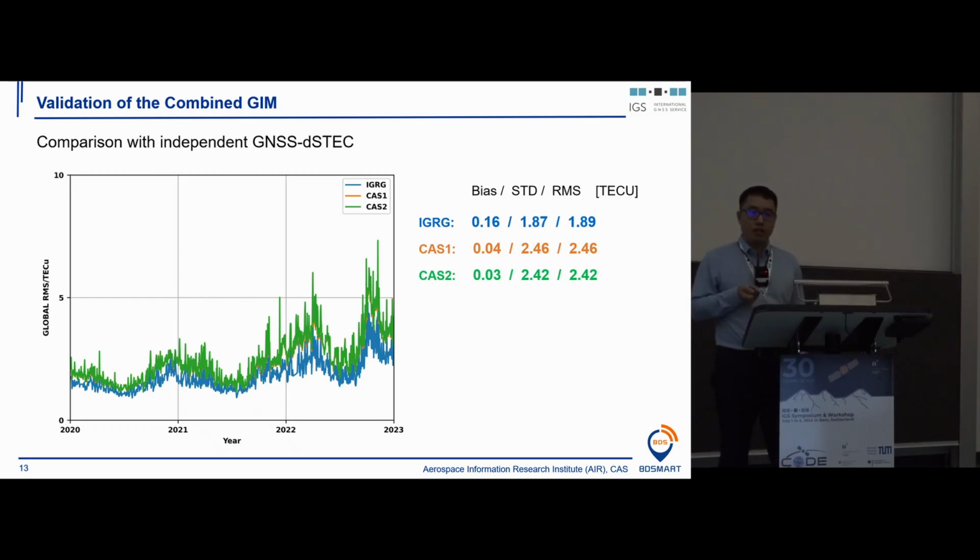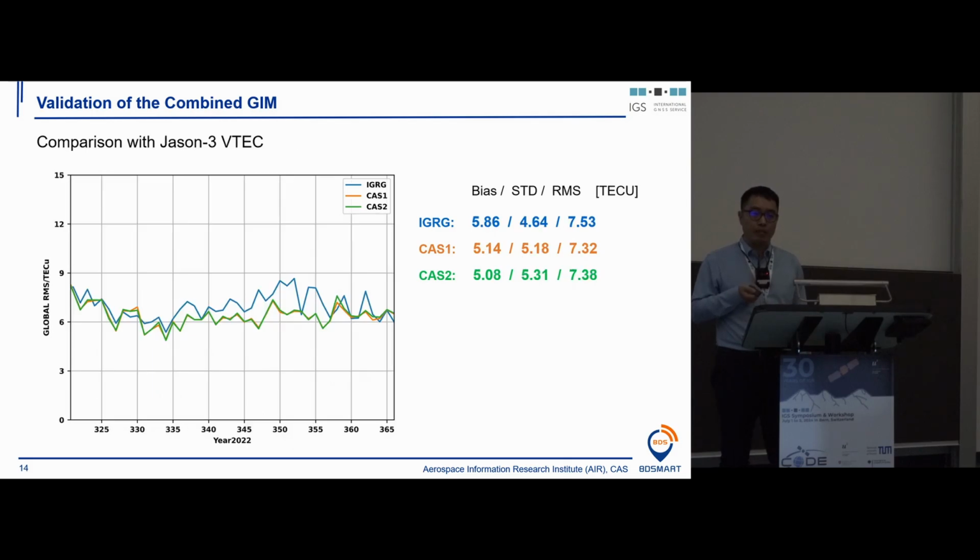In the comparison, we also made an independent comparison with the VTEC information provided by the Jason-3 satellite altimetry. In this case, the performance of our combined GIM is slightly better compared to the current IGS rapid product.